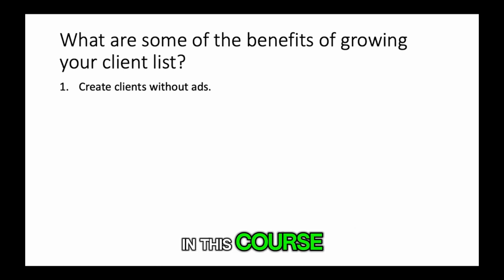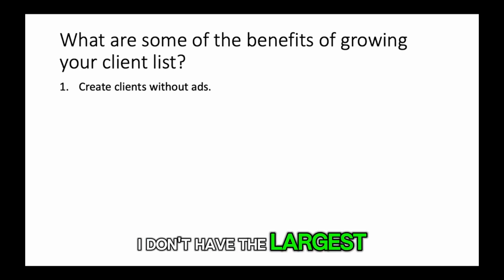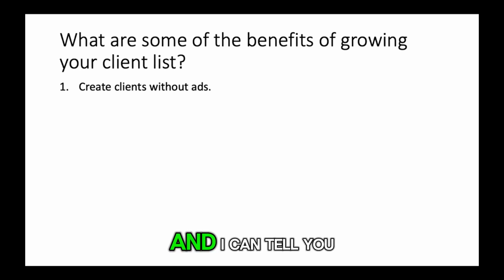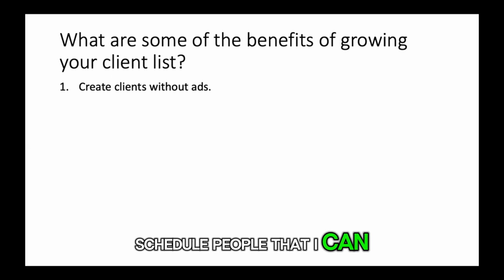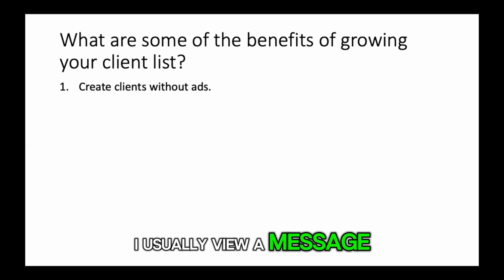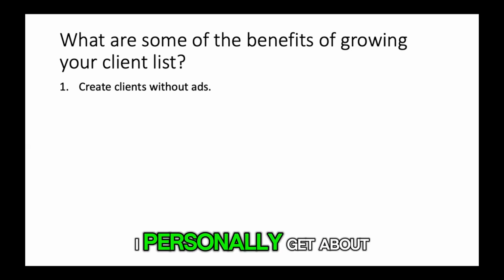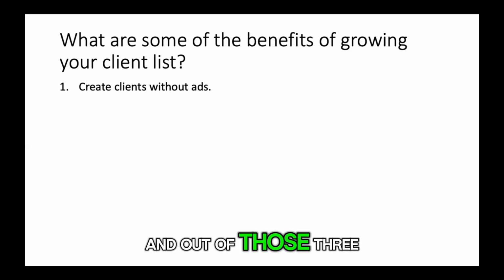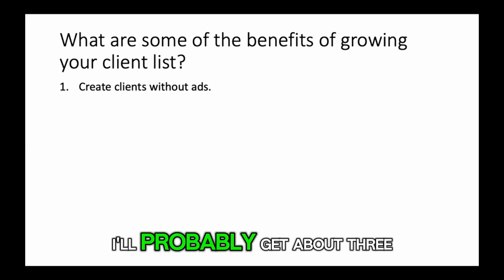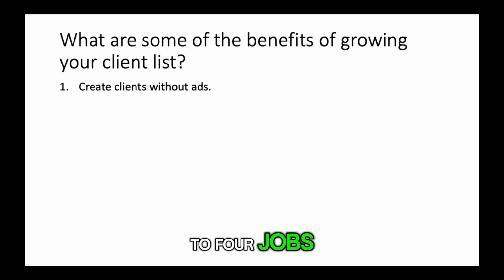It becomes quite easy with the methods that you're about to learn in this course. As of right now, I don't have the largest list, but I have hundreds of people on my list, and I can tell you that if I message all of them, I cannot serve them all at the same time. What I do personally is break down my list and target 25 people at a time. This way it's more manageable and I can schedule people that I can actually work with. Usually if I message about 25 people, I get roughly anywhere from 3 to 6 replies. And out of those 3 to 6 replies, I'll probably get about 3 to 4 jobs. That's usually the math for me.